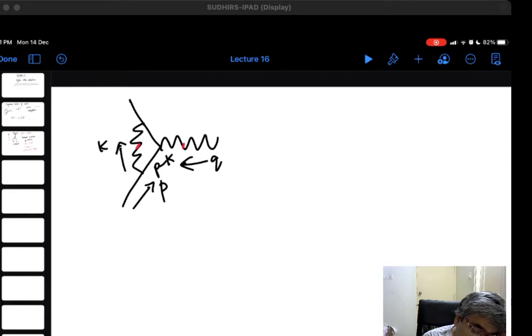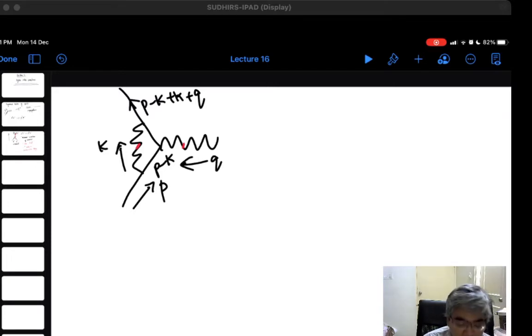So this would be p minus k plus k plus q. So this is the momenta of this line. So I am assigning momenta.